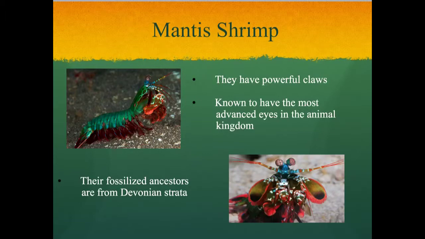Our third example is the mantis shrimp. This animal hasn't changed from their fossilized ancestors in Devonian strata, which have been assigned around 400 million years ago. Its special features are powerful claws that can break through aquarium glass with a single strike, and also, this animal has the most advanced eyes in the animal kingdom with 12 different types of photoreceptors.